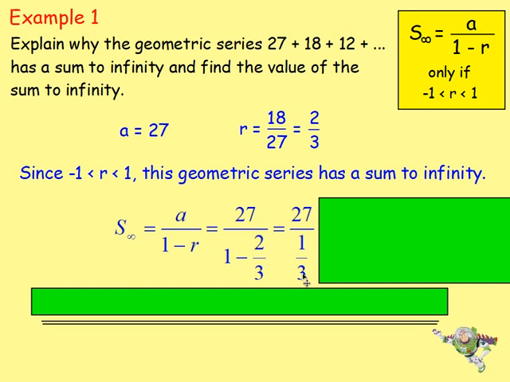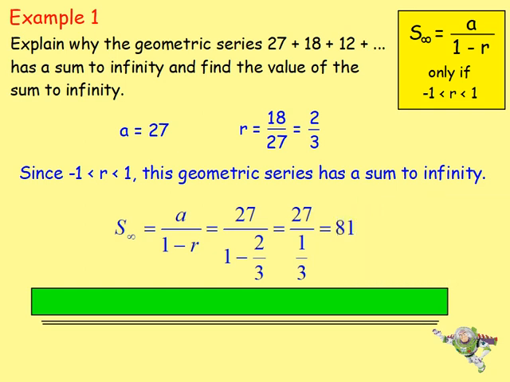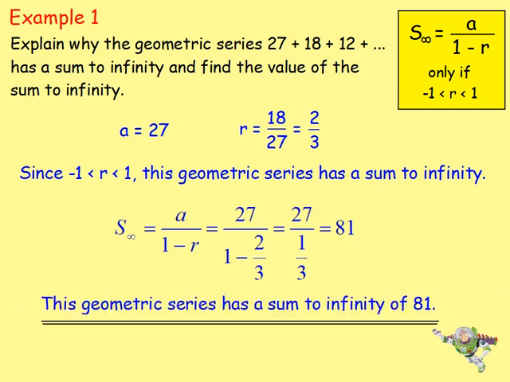And that would give you, you can move the 3 up to the very top. So 27 times 3, that would all be over 1, giving you just 81. Or you could think about it as 27 divided by 1/3, flip the third upside down, change the divide to a times. Either way, you still get 81. So you can say then that the geometric series has a sum to infinity of 81.